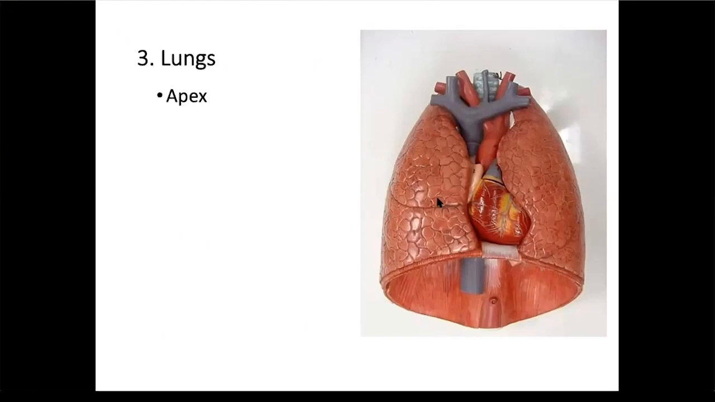Apex always means the pointed part of an organ. So this area right in here will be the apex of the lung. The base will be the broad portion of the organ, and the base is going to rest on the diaphragm. This muscle here is the diaphragm.